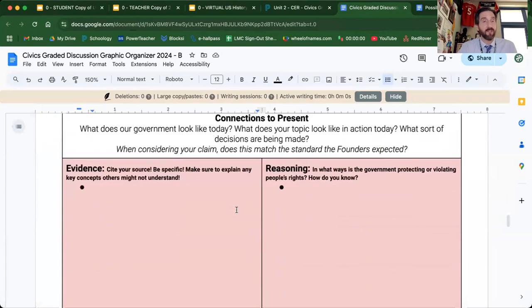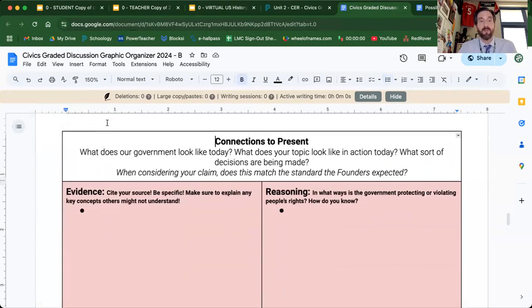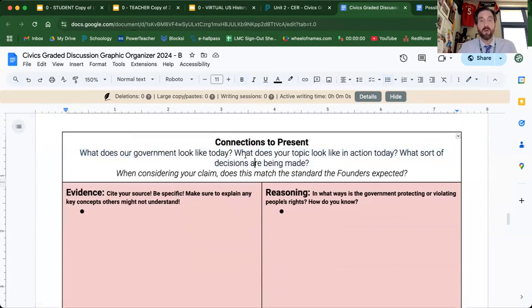Then you have connections to the present. What does our government look like today? What is our government currently doing? Right? What sort of decisions are being made? Does that match the standard that the founders expected?